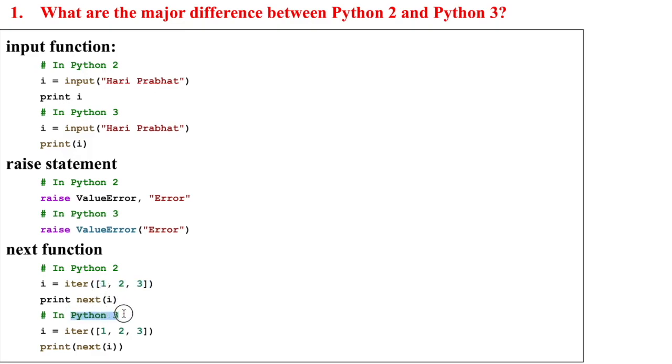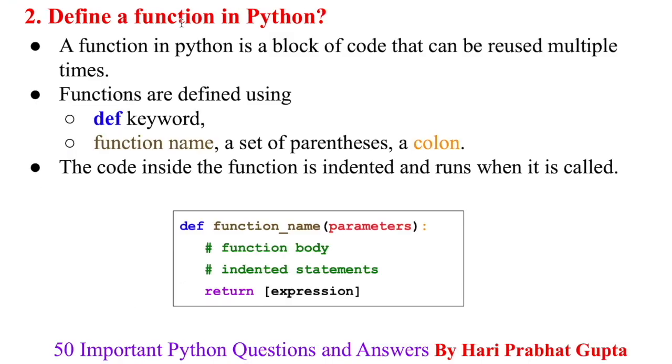In Python 3, the next function works the same as in Python 2, but it must be called using function syntax instead of directly. So in this case, i is an iterator object created from the list 1 to 3. The first item in the iterator is retrieved using the next function here, and the output is 1. This is the recommended syntax for using next in both Python 2 as well as in Python 3.